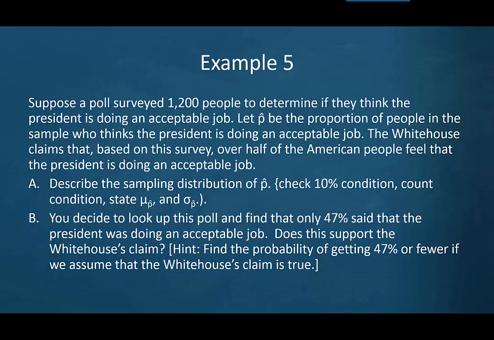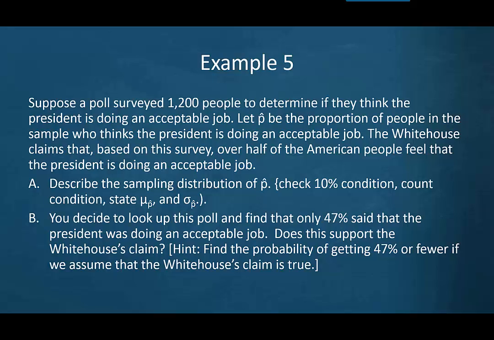Example 5. Suppose a poll surveyed 1,200 people to determine if they think the president is doing an acceptable job. Let P hat be the proportion of people in the sample who think the president is doing an acceptable job. The White House claims that based on this survey, over half of the American people feel that the president is doing an acceptable job. Let's describe the sampling distribution of P hat.